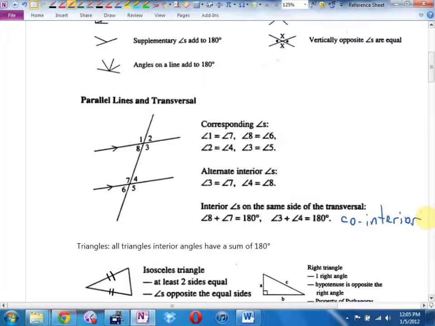Okay? I think in the answer keys, because the answer keys were made before they went to this shortcut, it will say interior angles on the same side of the transversal. But if you say co-int, co-interior, I'll take that. Meanwhile, back to what we were looking at.